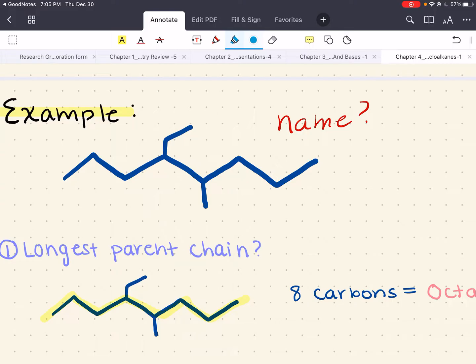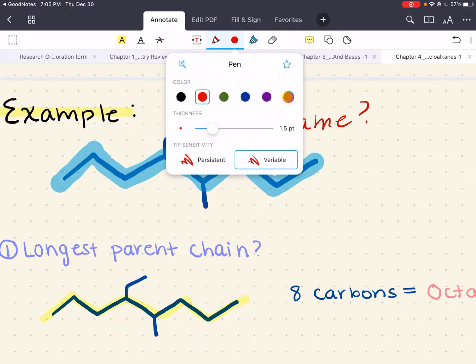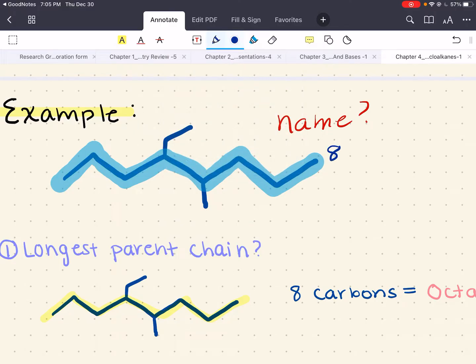You might start here, 1, 2, 3, 4, 5, 6, 7, 8. Oh, that carbon chain is 8 carbons long. Dang. But you want to always double check and try different variations to make sure. This is going to take a bit. You have to do some trial and error.